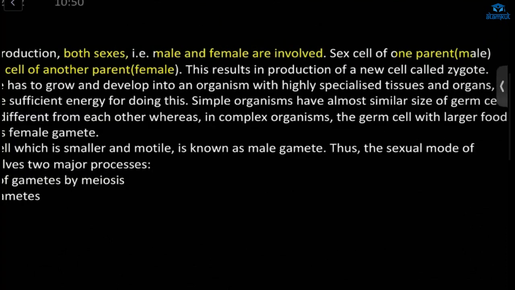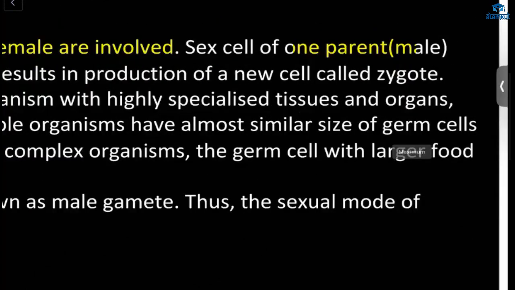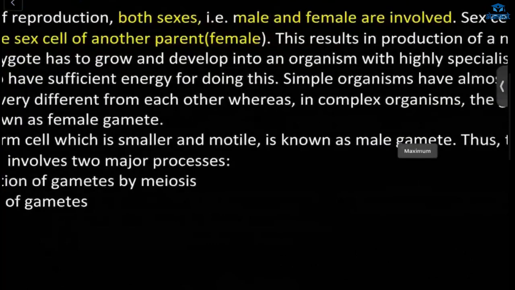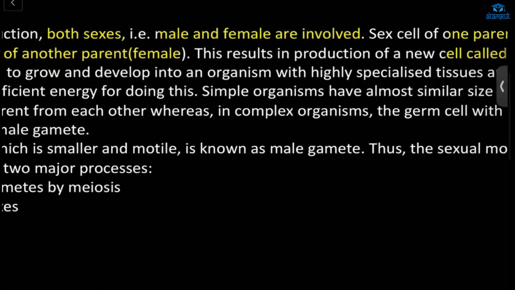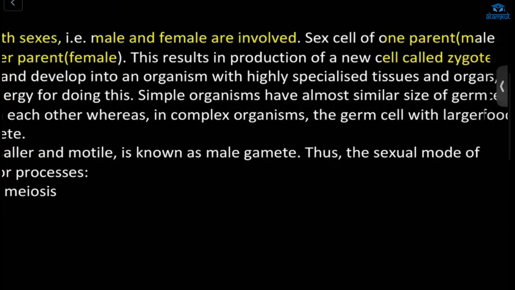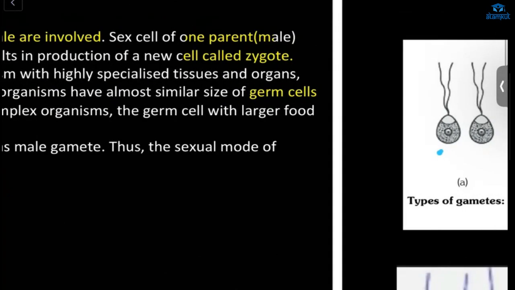And when they fuse, they form a new cell that is called a zygote. So this zygote will grow and will develop into an organism. They will have their own tissues and organs. A simple organism will have a similar size of germ cells, similar type of sex cells.